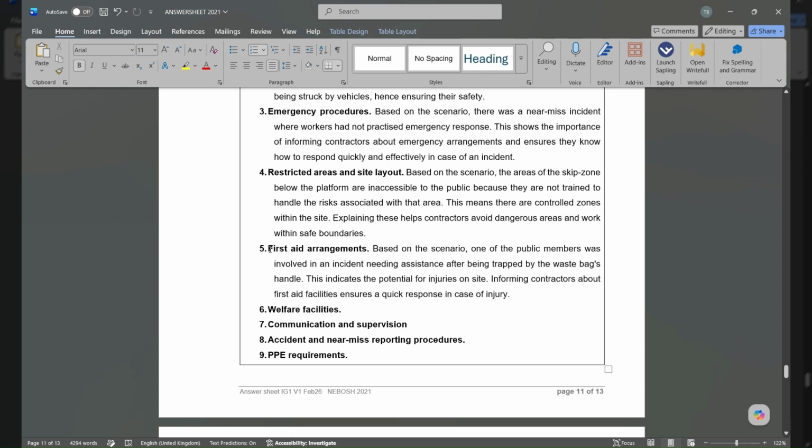Number 5, first aid arrangements. Linking the scenario. Based on the scenario, one of the public members was involved in an incident needing assistance after being trapped by the waste bag's handle. This indicates the potential for injuries on site. Informing contractors about first aid facilities ensures a quick response in case of injury.